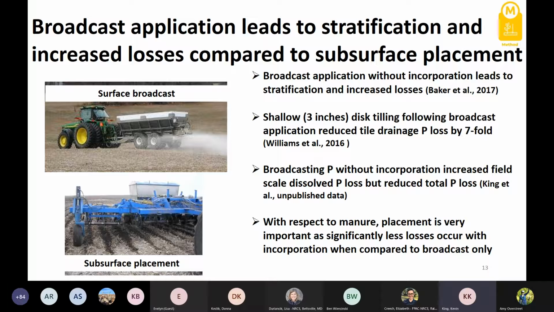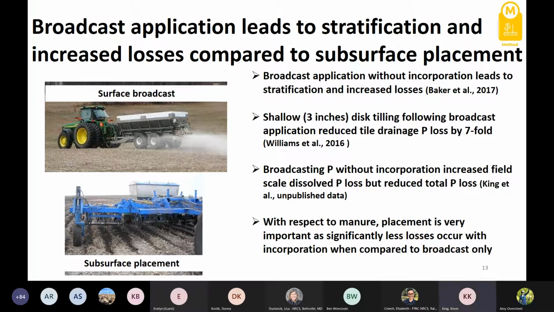Similar to that study, but at a different edge of field site, we compared broadcasting fertilizer without incorporation compared to a more aggressive tillage, that is, a tillage with a disc chisel. Using 2.5 years of baseline data and 2 years of treatment data, preliminary analysis indicates a significant increase in the dissolved reactive phosphorus from the broadcast application compared to the incorporation site.